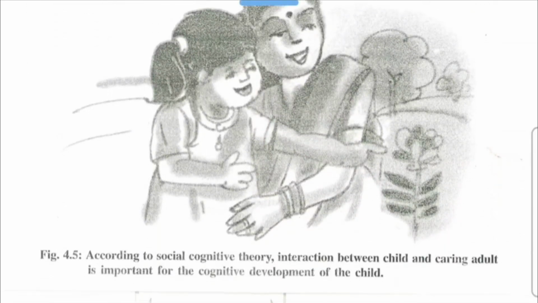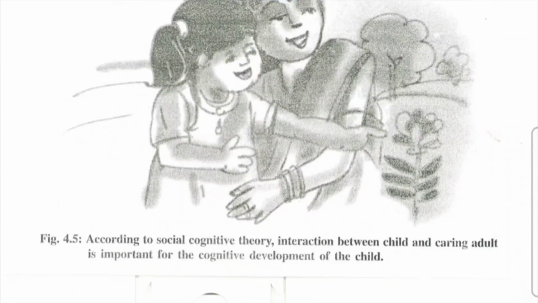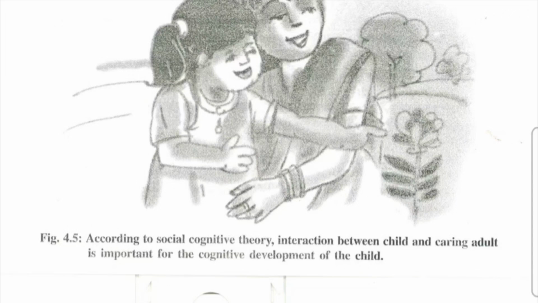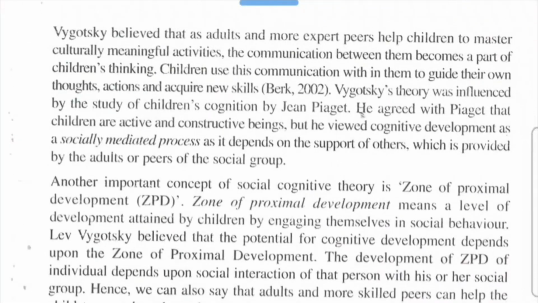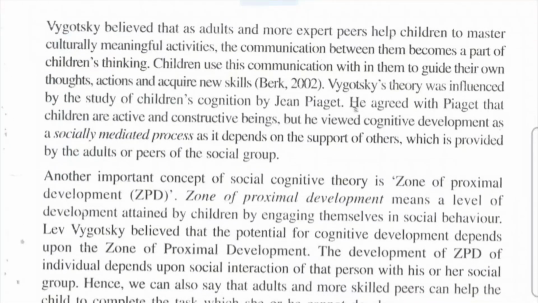Fig 4.5. According to social cognitive theory, interaction between a child and a caring adult is important for the cognitive development of the child. Vygotsky believed that as adults and more expert peers help children to master culturally meaningful activities, the communication between them becomes a part of children's thinking. Children use this communication within themselves to guide their own thoughts, actions, and to acquire new skills. Burke, 2002.